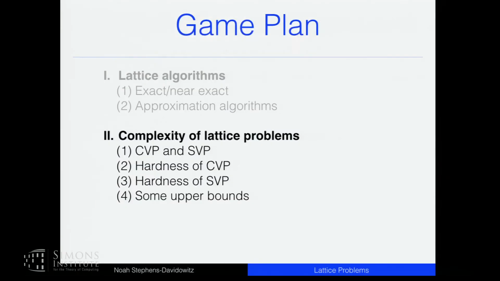So here's the game plan. I'm first going to reintroduce you to SVP and reintroduce you to CVP really briefly and tell you about the relationship between them. Then hardness, and then we'll end with some nice easy upper bounds. But mostly I interpreted the phrase complexity of lattice problems as meaning hardness of lattice problems. So that's mostly what I'll show you.